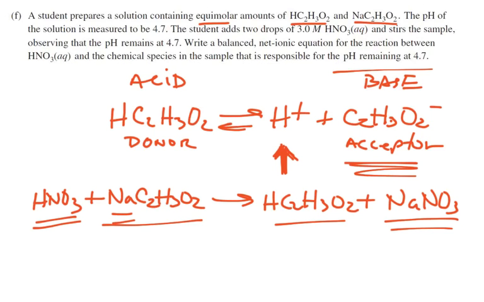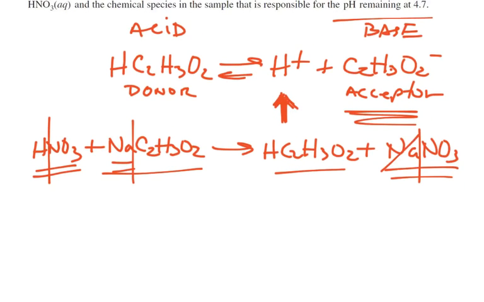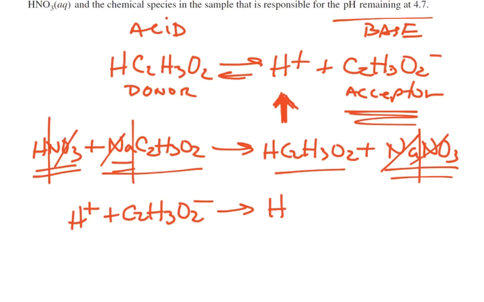And we should memorize that nitric acid is a strong acid, so that's going to break up into ions. So this is going to totally break up. This is going to break up. This one's going to break up, and that stays together. So what happens, I'm going to get rid of my sodium ions. I'm going to get rid of my nitrate ions. And my final equation is going to be H+ plus acetate turns into acetic acid.